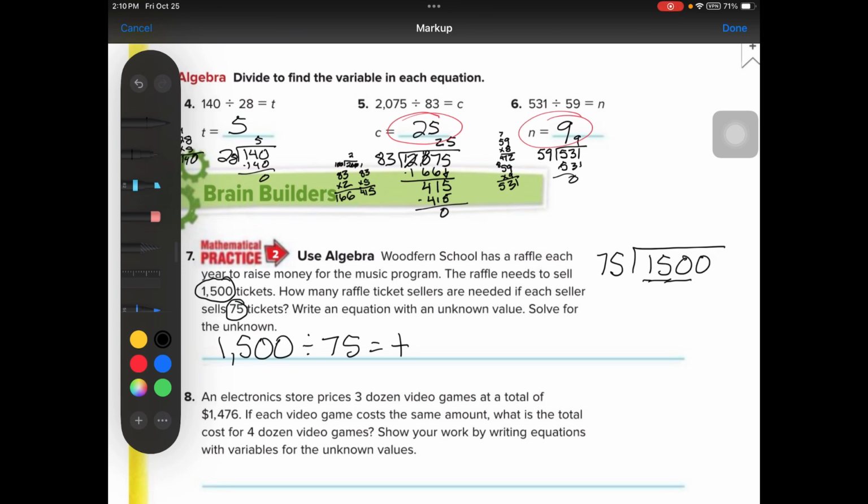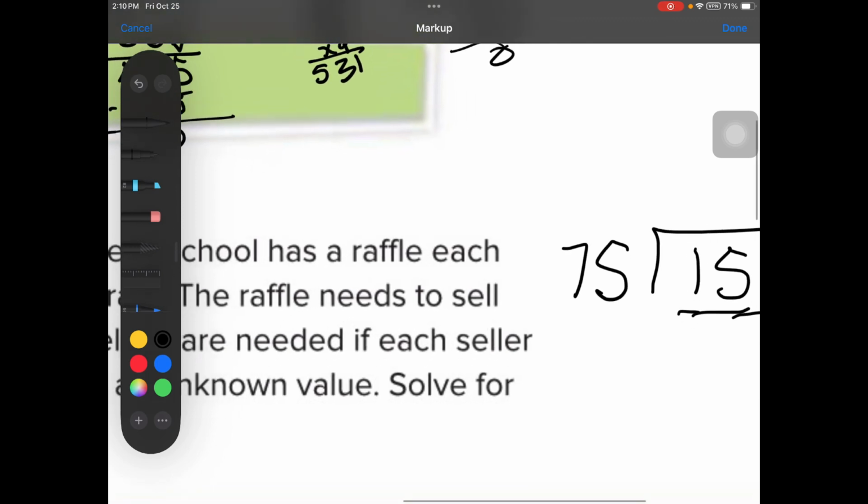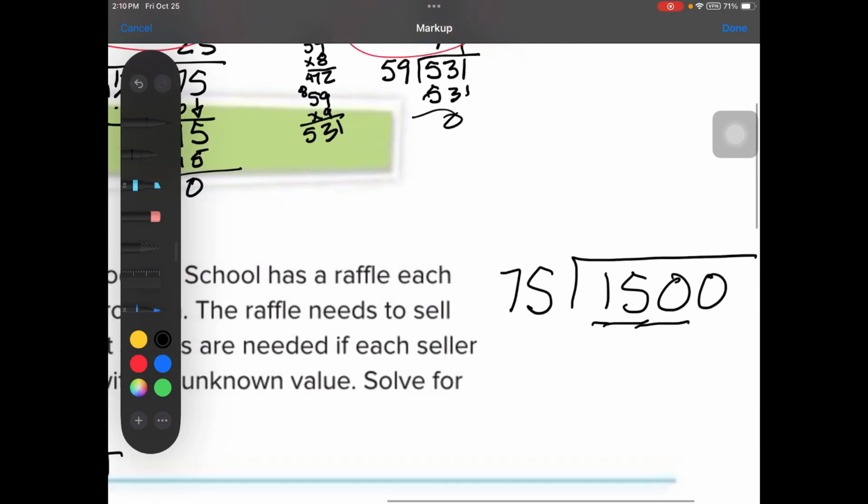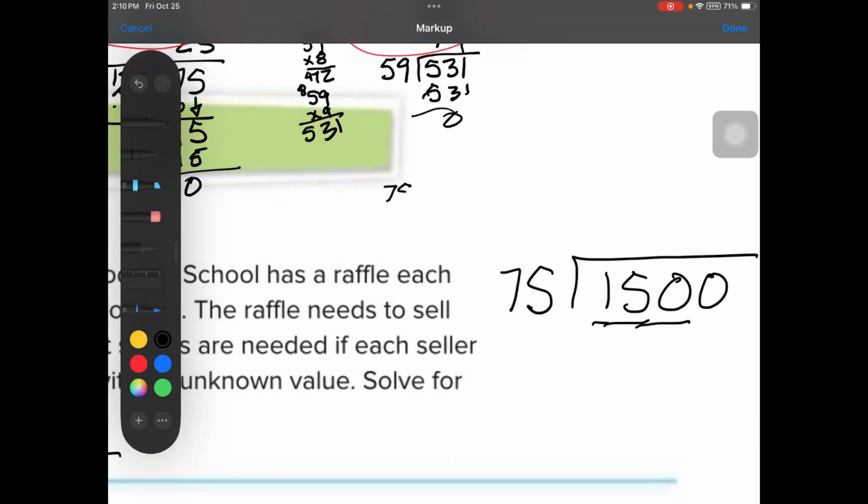I'm going to kind of do my work over here a little bit. So let's try 75 times 2. 5 times 2 is 10. 2 times 7 is 14, plus 1 more is 15. Oh, perfect. So I'm going to erase this number right here, this line, so it doesn't confuse you. I'm going to write 2 clear over here because I'm using 150. 2 times 75 is 150. 0. Bring down the 0.